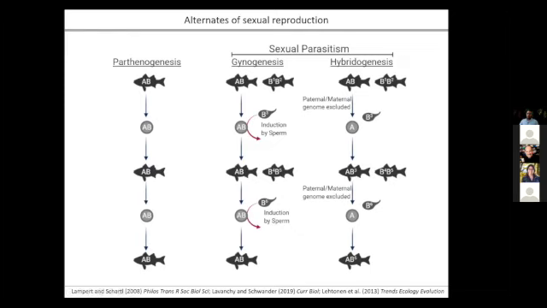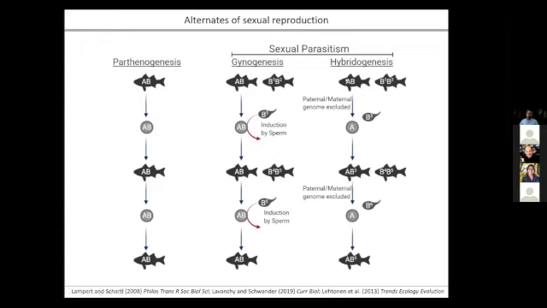And then the other alternate approaches that some organisms take are gynogenesis and hybridogenesis. These are collectively called sexual parasitism. The reason for that is because, for example, in gynogenesis, the female produces diploid eggs, but it needs the sperm just for the induction so that the progeny can develop. So sperm never contributes to the progeny in any way.